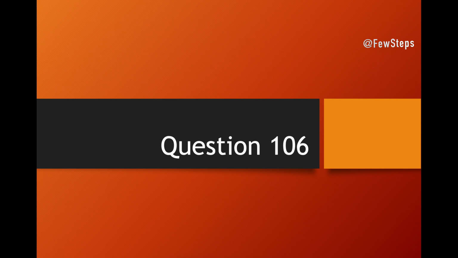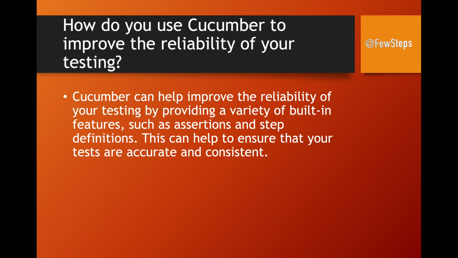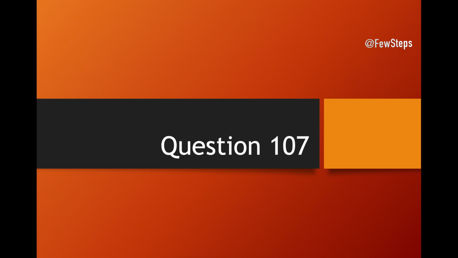Question 106. How do you use Cucumber to improve the reliability of your testing? Cucumber can help improve the reliability of your testing by providing a variety of built-in features, such as assertions and step definitions. This can help to ensure that your tests are accurate and consistent.